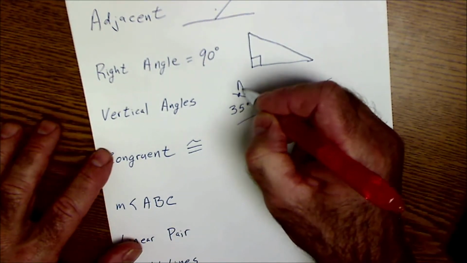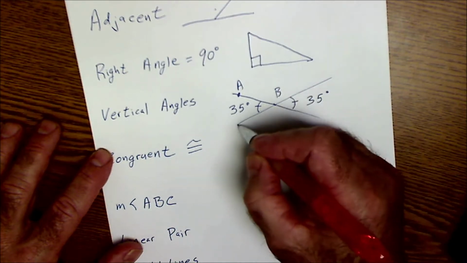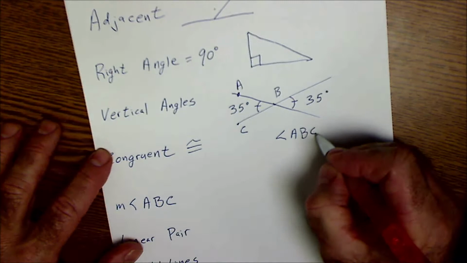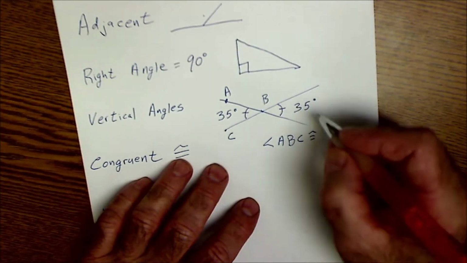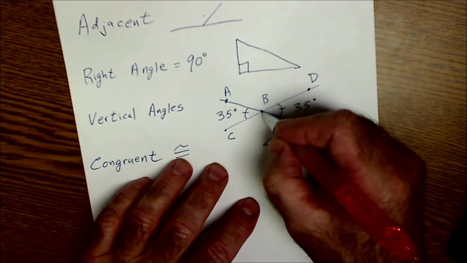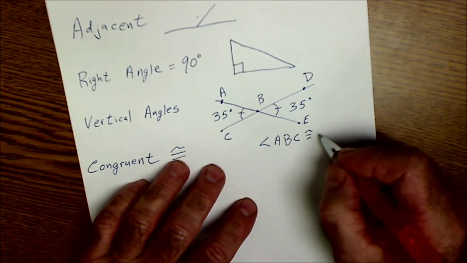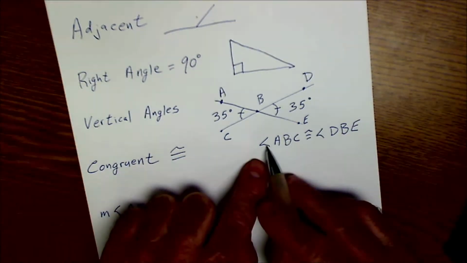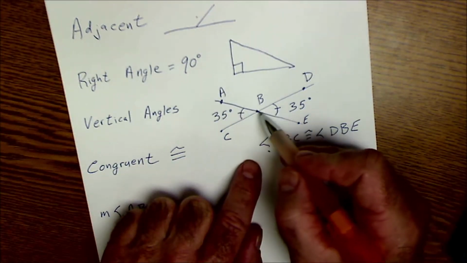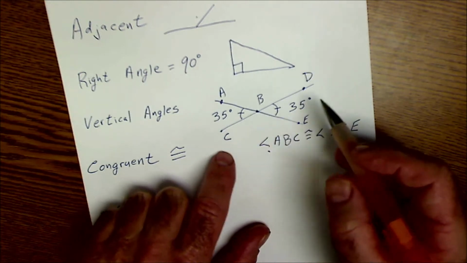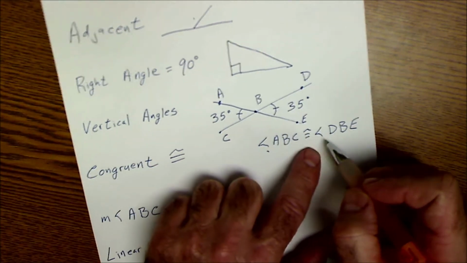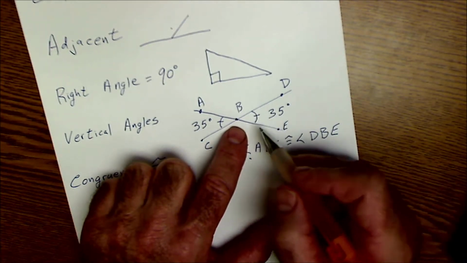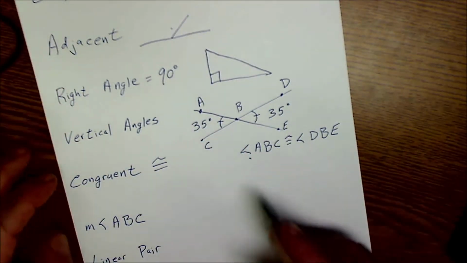I could say this is angle A, B, C. So angle ABC is congruent to angle DBE because they have the same measure. So that's saying angle ABC, starting at A, B is in the middle where the vertex is, C, is congruent to angle DBE. Again, B has to be in the middle because that's where the vertex is. So that's what congruent means.